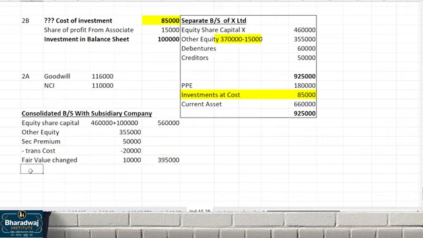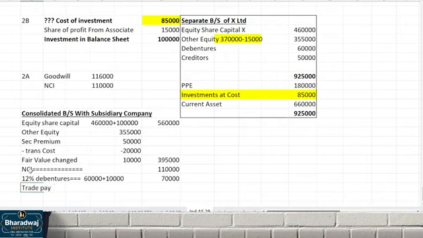Next. What is the next one? NCI. What is the NCI we worked out? Fair value 1,10,000 is the NCI value. Then 12% debentures: 60,000 plus 10,000 issued. How much will it be? 70,000. That is the same. What is the next one? Liability, trade payable. 50,000 plus 36,000. How much will it be? 86,000 trade payable.